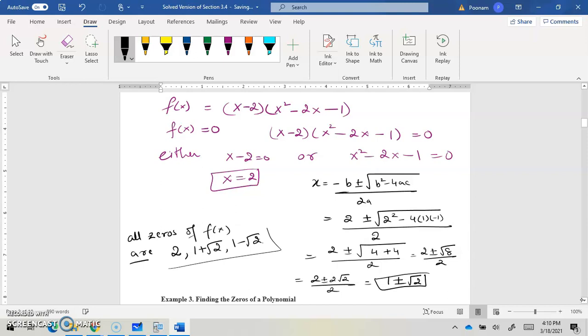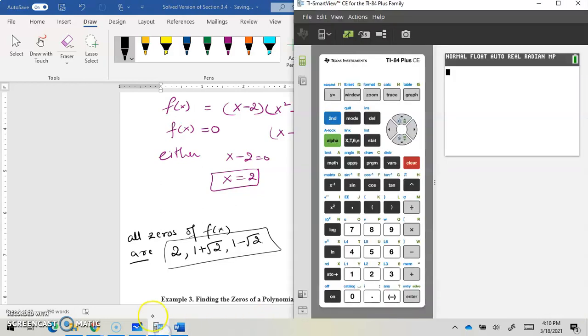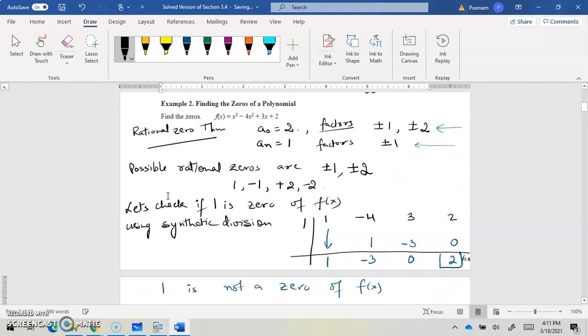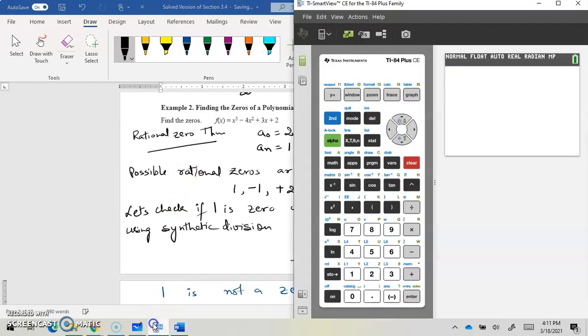So you see how we can find all the zeros using just the rational zeros theorem. The rational zero theorem just gives the possible rational zeros. Out of them we can eliminate. You can also use the calculator. Okay, so let's see. If we have a function, I'm going to show you how you can check.